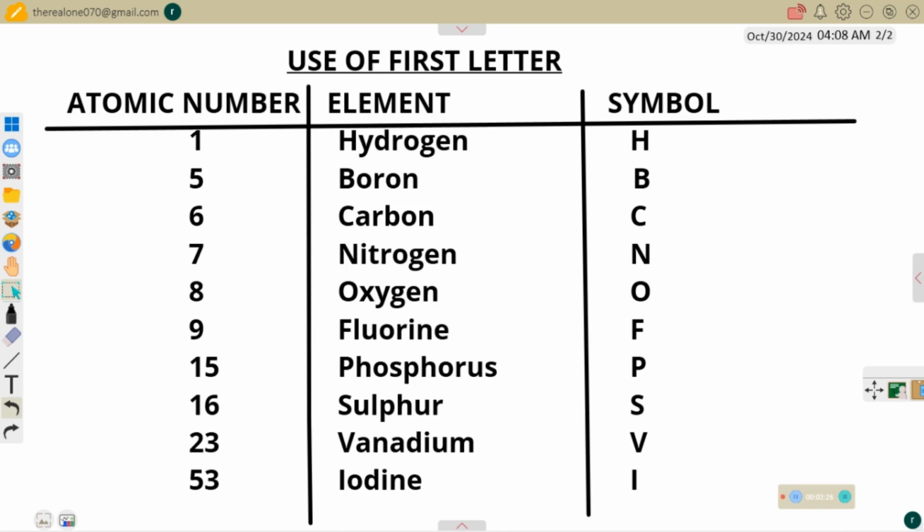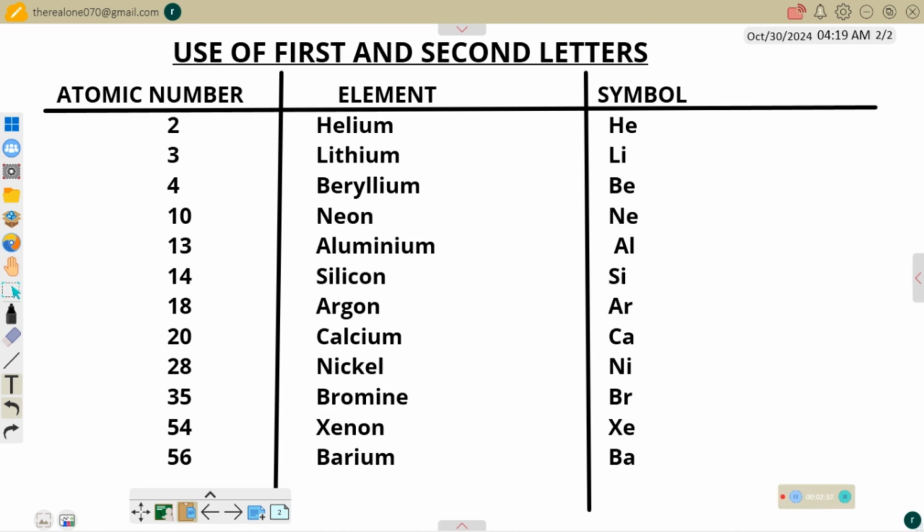So let's go to the second way of representing elements using the first two letters, where the first letter will be in capital and the second letter will be in small. Here are some examples of elements whose symbols are represented by using their first two letters, where the first letter is in capital letter and the second letter is in small letter. The first one here is the element with atomic number 2, which is helium, He, lithium, Li, beryllium, Be, neon, Ne, aluminium, Al, silicon, Si, argon, Ar, calcium, Ca, nickel, Ni, bromine, Br, xenon, Xe, barium, Ba.